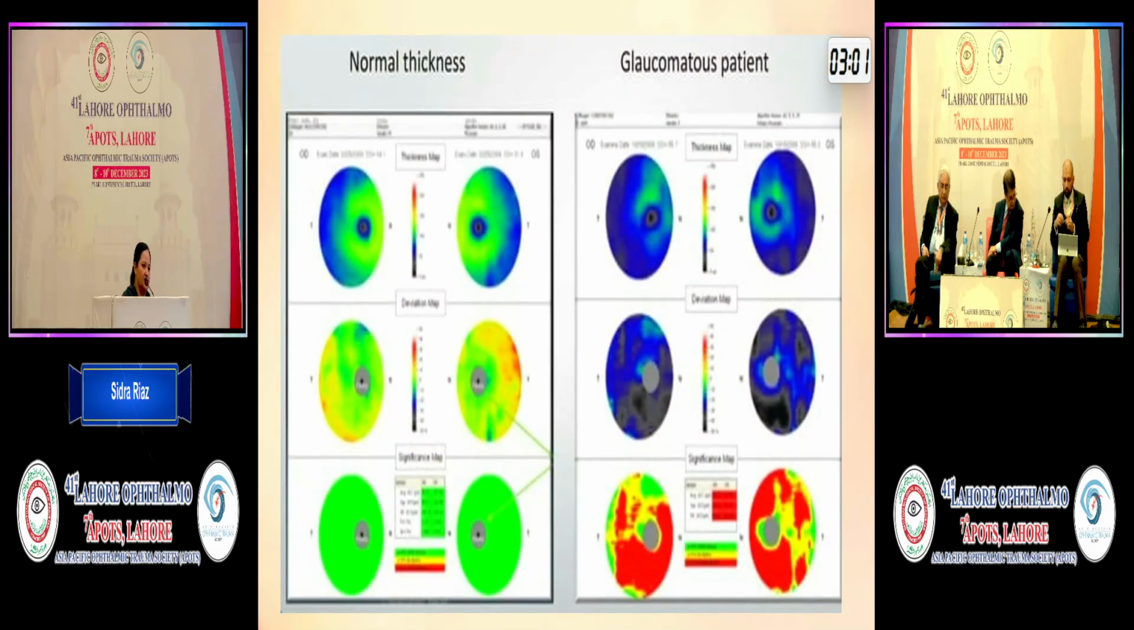In this area, you can see the hot colors and blue areas. Even the map shows, when you get the print of this ganglion cell complex, you can easily detect that the density is in greener color or denser in a normal thickness map, and in glaucoma patients, there are more red and yellow colors.